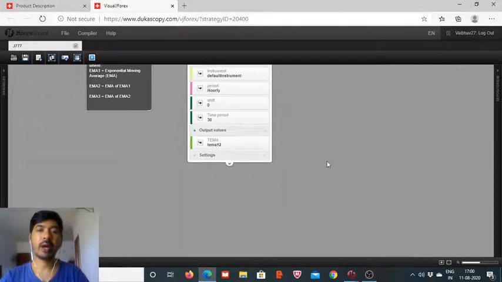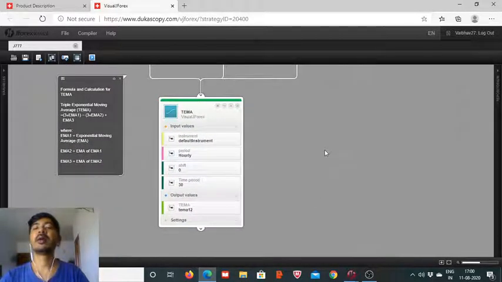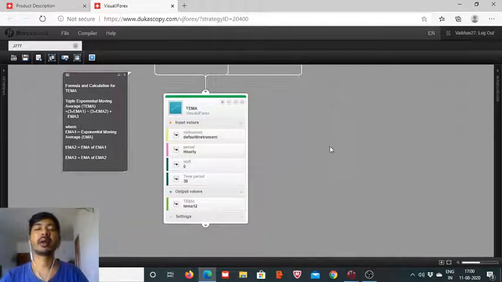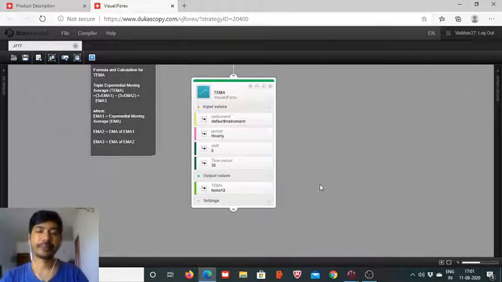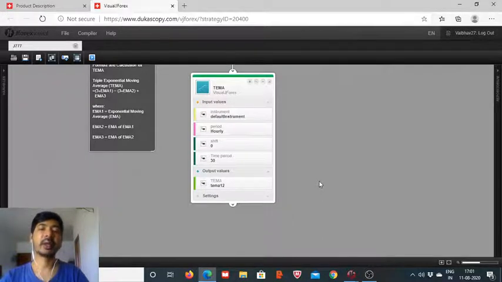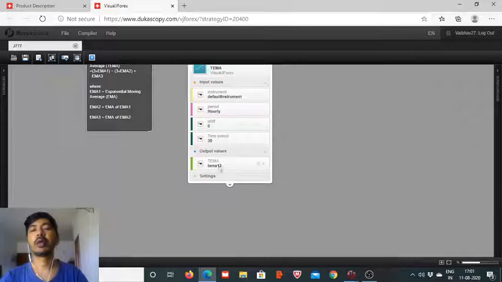Now coming to the output value, it can be put into any if-else statement for the conditional determination of trading opportunities, or you can use it for calculations in a calculation expression, or even do the comparison between the price action and the TEMA levels. So there are multiple ways in which you can utilize these output values.